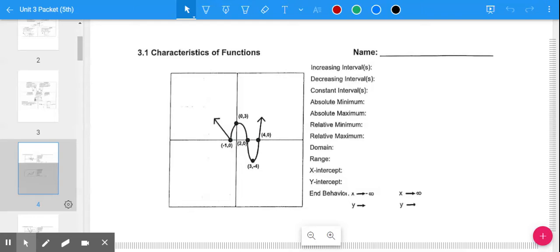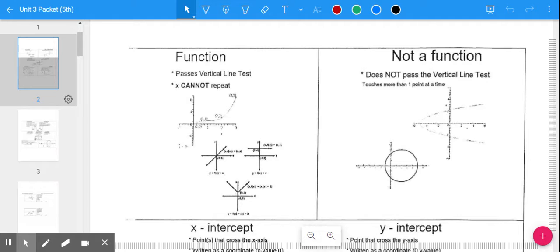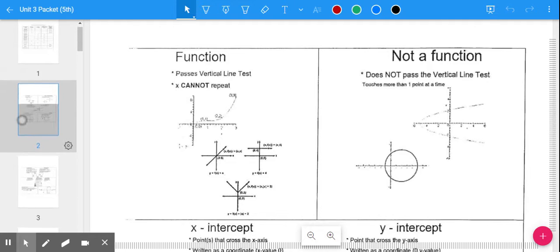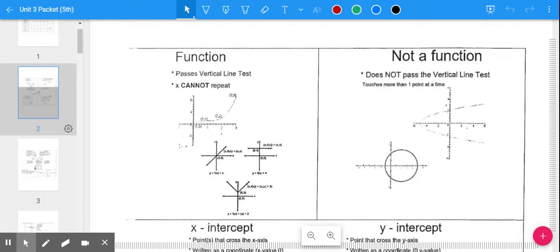This is 3.1, characteristics of functions. So on the previous pages in your packet, you have a lot of vocabulary. This vocabulary you need to run through and memorize. There are quizzes over all of this vocabulary to help you know exactly what's being asked of you throughout this unit.